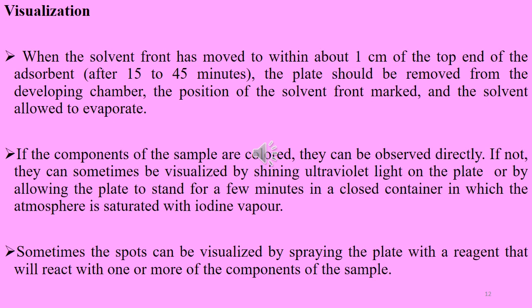If the components of the sample are colored, they can be observed directly. If they are not colored, they can sometimes be visualized with the help of ultraviolet light on the plate, or by allowing the plate to stand for a few minutes in a closed container in which saturated iodine vapors are maintained. Sometimes the spots can be visualized by spraying the plate with a reagent that will react with one or more of the components of the sample, and it can indicate the color of the sample.